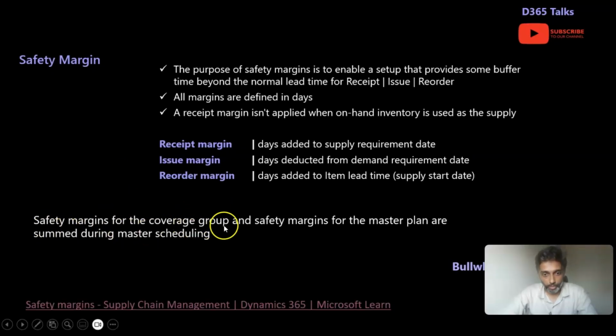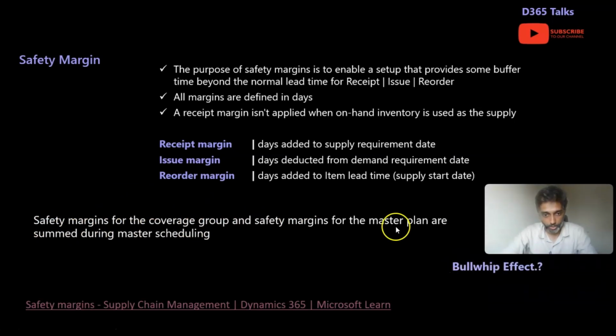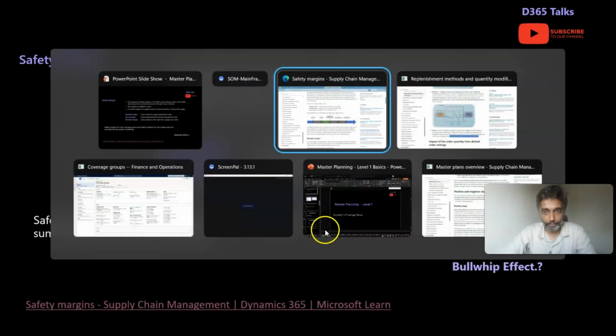The safety margin for coverage group, let me also show you another concept. The safety margin for coverage group and the safety margin for master plan are summed during master scheduling. So in case you have configured the safety margin both in the coverage group and also in the master plan, they are actually summed up. So make sure that you configure it only at one place. Let me also show you how to configure that.